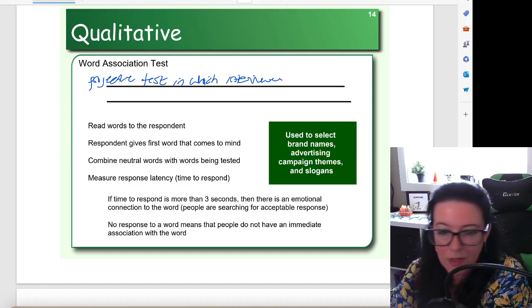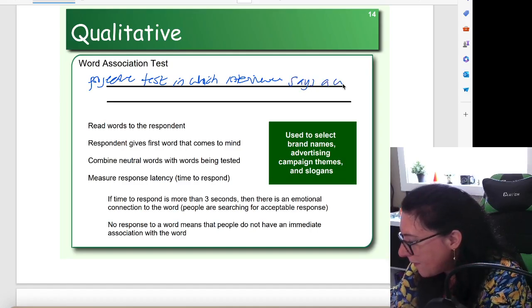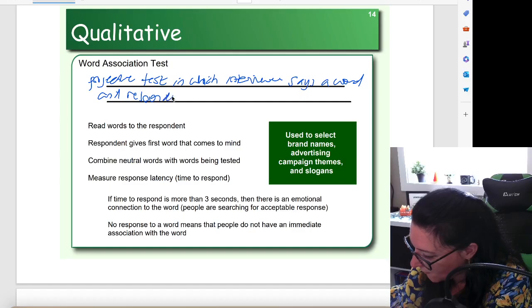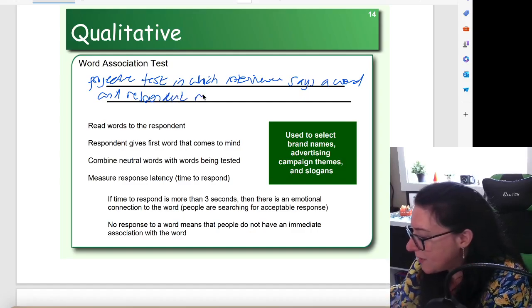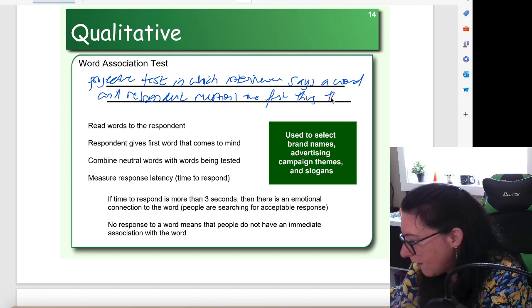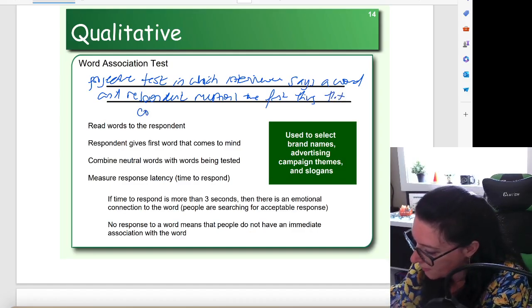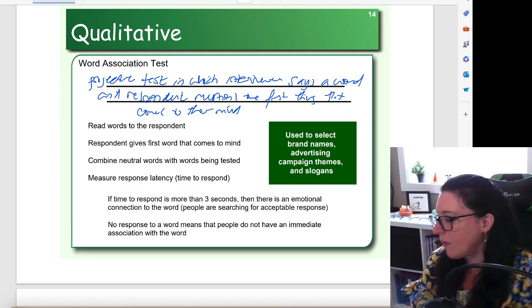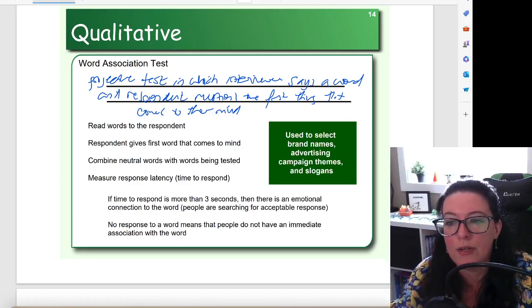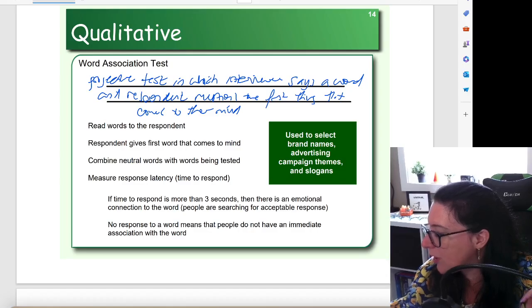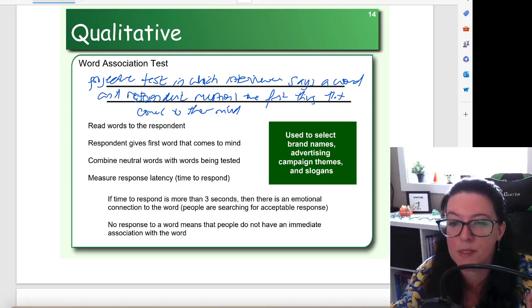Projective test in which interviewer says a word and respondent mentions the first thing that comes to their mind. The key here as the researcher, projective test in which interviewer says a word and respondent mentions the first thing that comes to their mind.